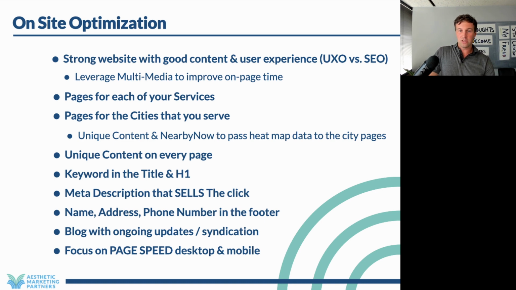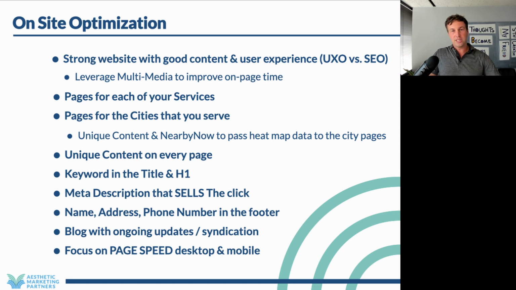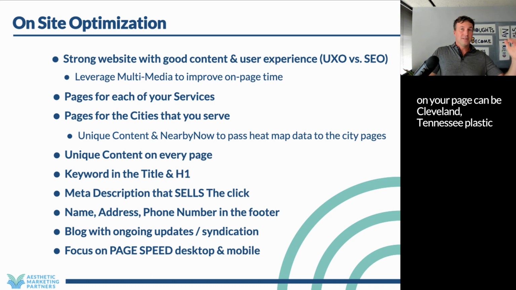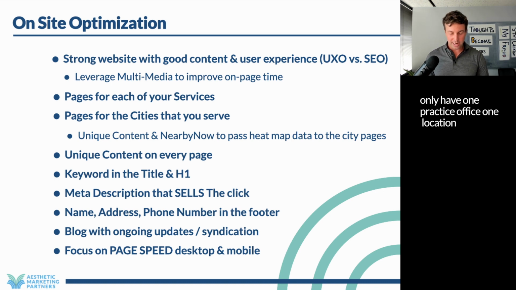For on-site optimization, where this comes in is for each of those pages, Google will be reading that as Cleveland, Tennessee plastic surgery, and then the top words on your page can be Cleveland, Tennessee plastic surgery, and then go into all the services under that. As Google crawls that, that's going to help build proof that you actually service Cleveland, Tennessee. Where this comes in handy is if you only have one practice office, one location, say for us in the center of Chattanooga, Cleveland's 35 miles away, your SEO tends to drop off on a local result, especially on local maps, the further out you get.